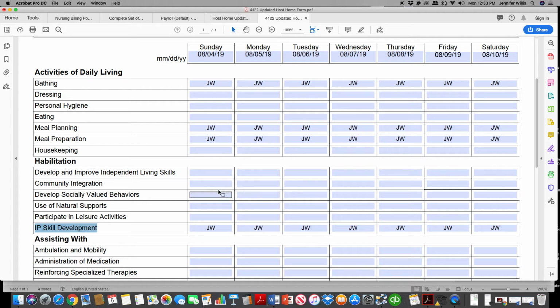Then we have, if an individual is having quite a bit of behaviors and we've worked on them on Sunday or Monday or Thursday, each box doesn't have to be checked every single day, because you may not be working on those skills every single day. So for developing socially valued behaviors, I only put initials in Sunday, Monday, and Thursday.